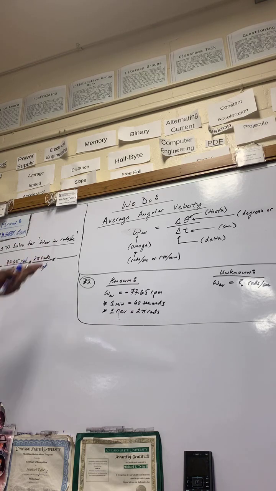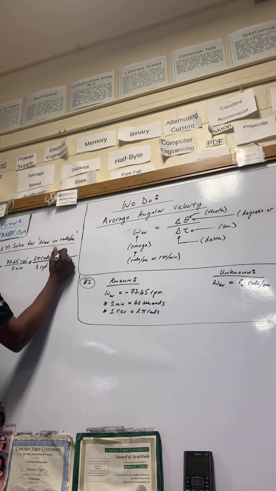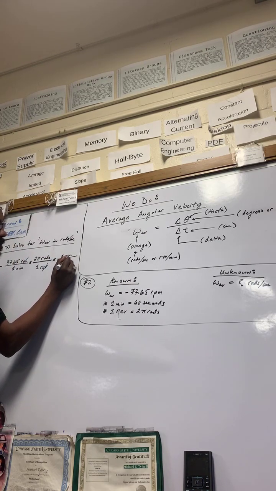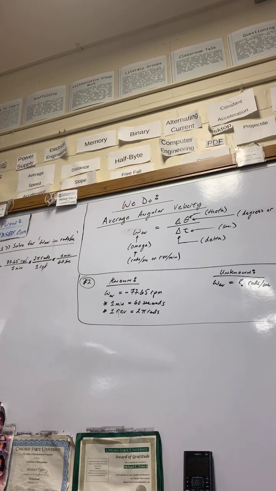So we got rads now, but we need to cancel out our minutes. We can use what Mr. Marks gave us, which is a standard conversion you should know. So that was, for every minute, you have how many seconds? 60, right? So we can cancel out minutes now.